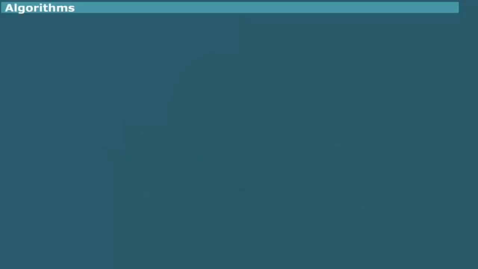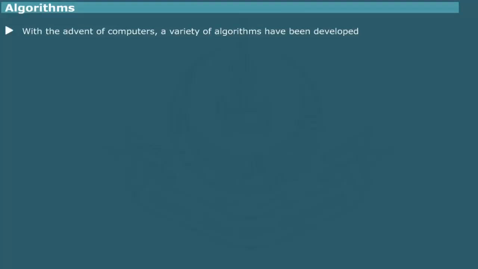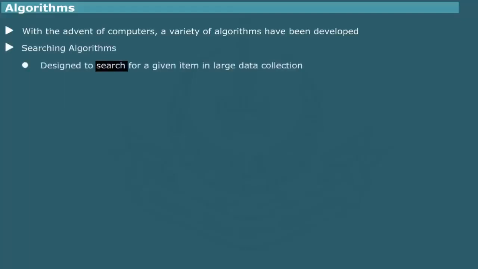With the advent of computers in recent years, the need for appropriate algorithms for solving a variety of problems has sharply arisen. Some common types of algorithms and their uses are: searching algorithms are designed to search for a given data value in massive data collections.